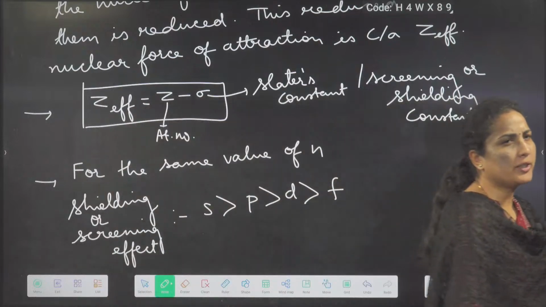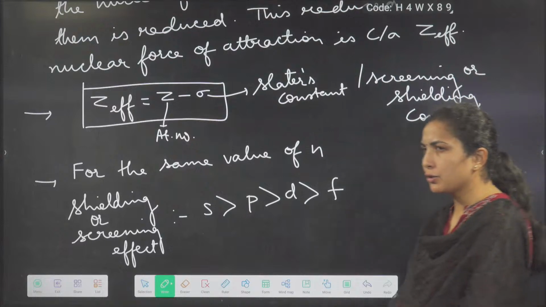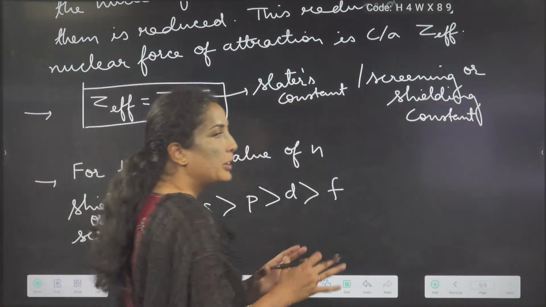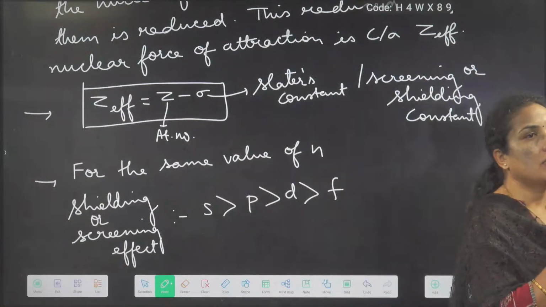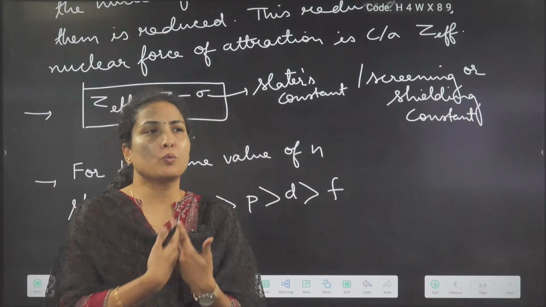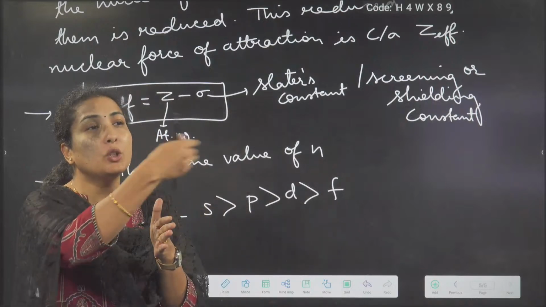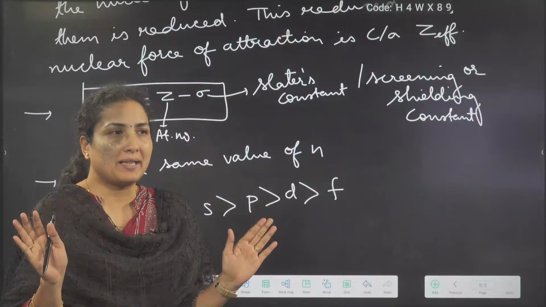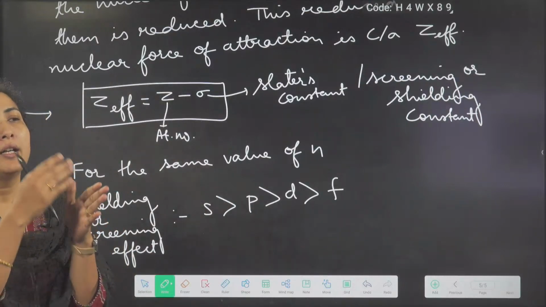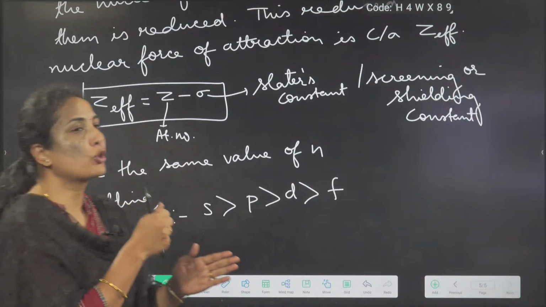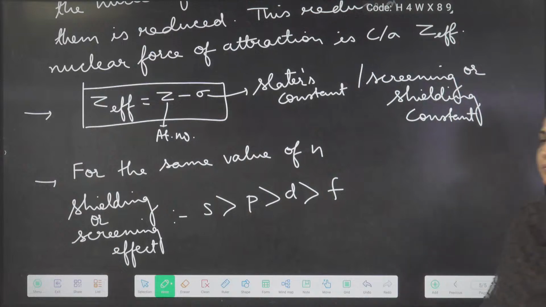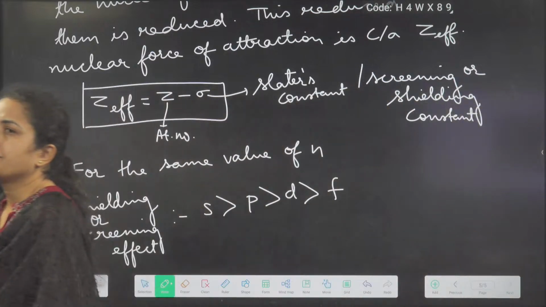Okay? That is actually derived from some graph related to some wave function or something. We are not going into details of that. Simply you remember that for S, shielding effect is best. Shielding effect best means it is able to stop the nuclear force of attraction to its best of capacity, right? And D and F, poorest. They are not able to stop or hinder the nuclear force of attraction. So poorest shielding effect for F, then D. Got it, everyone?